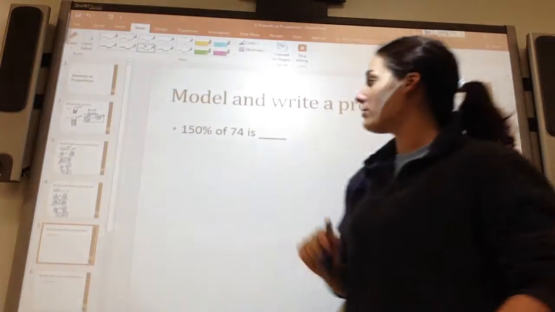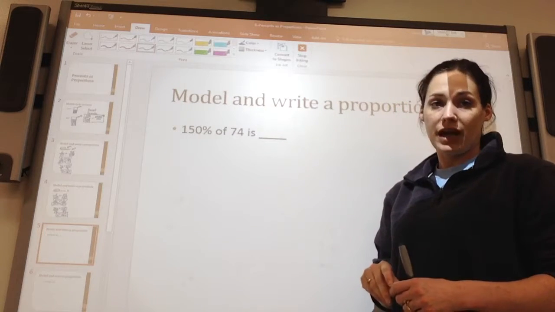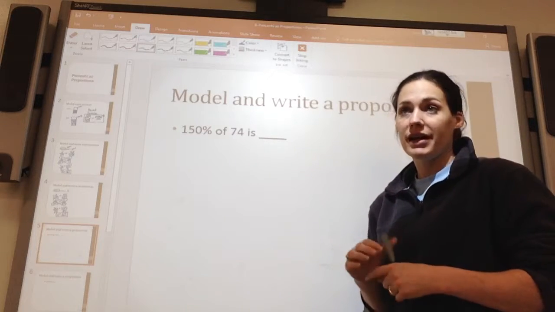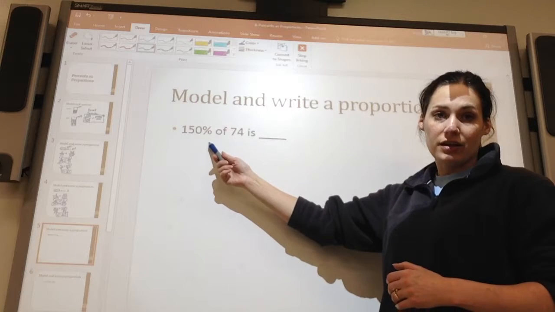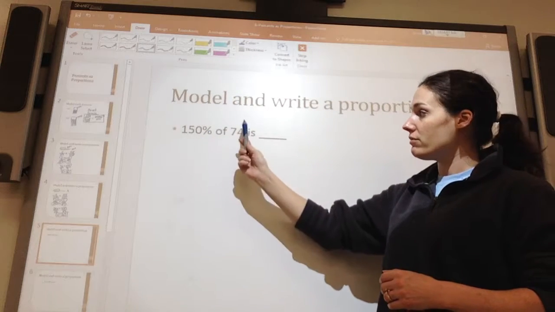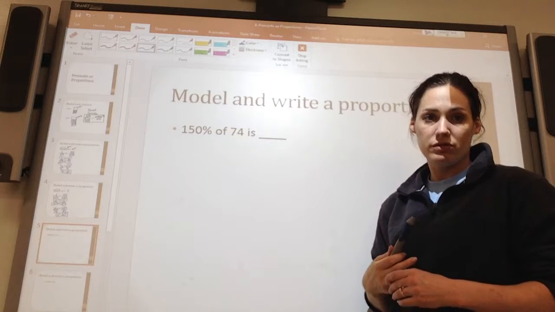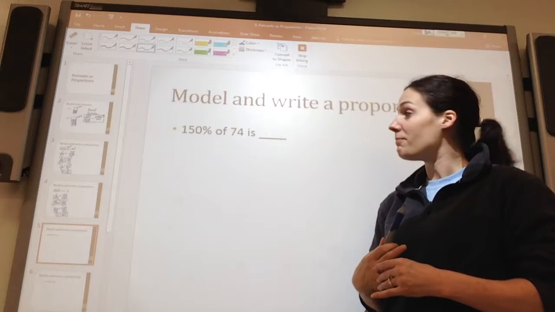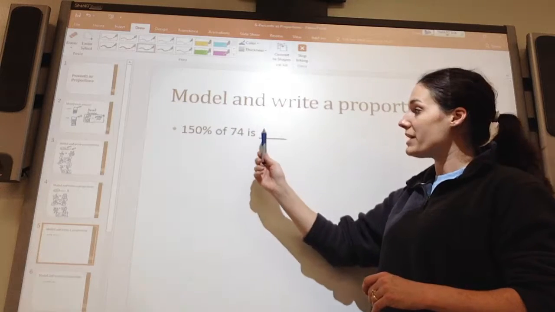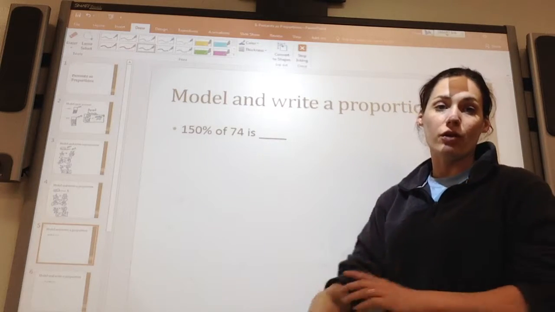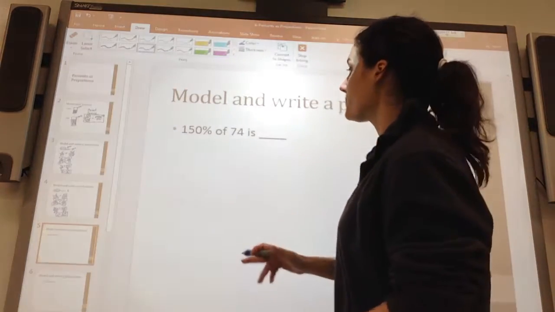Okay, different type of problem now. 150% of 74 is blank. Now it's set up just like it was before, except for the fact that the percent is bigger than 100%. So if the percent is bigger than 100, what do you know about 74? How is 74 going to compare with our answer? Maybe you know 150% is bigger than 100, which means my answer is going to be bigger than 74. So we're actually going to get a result bigger than what we think we should.